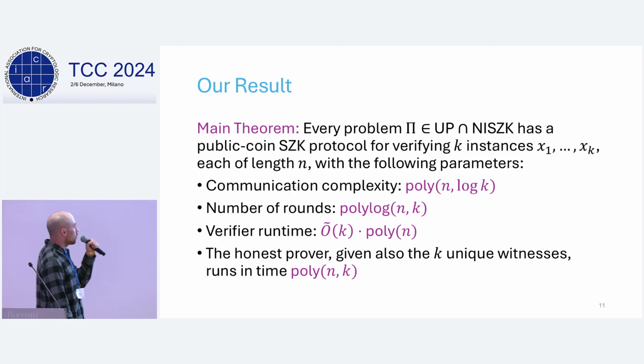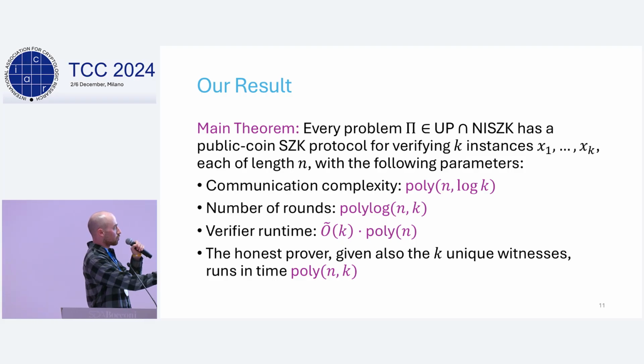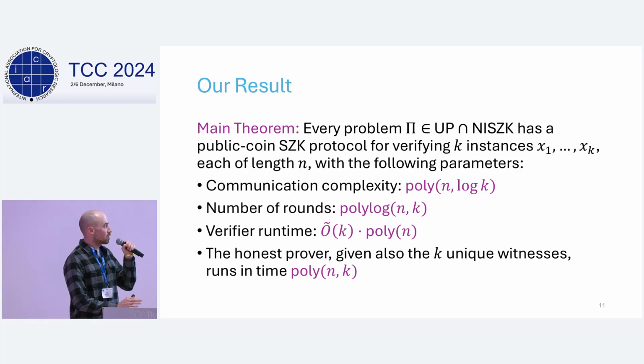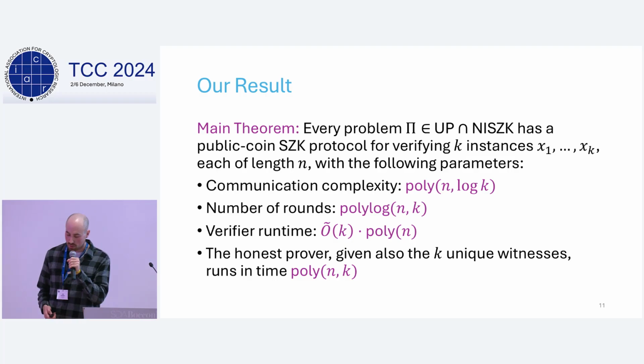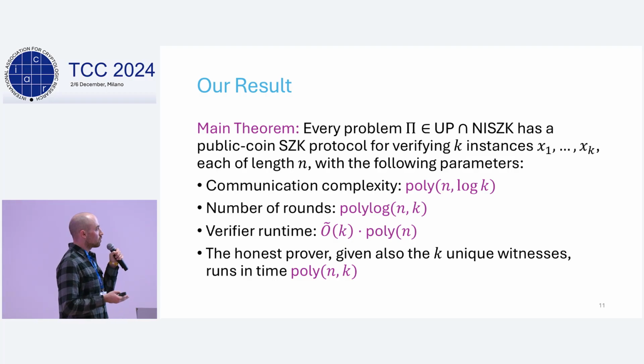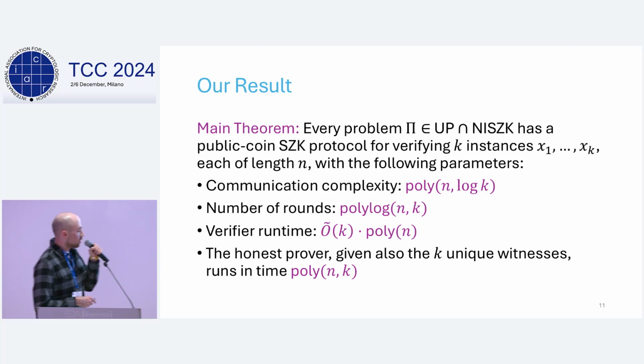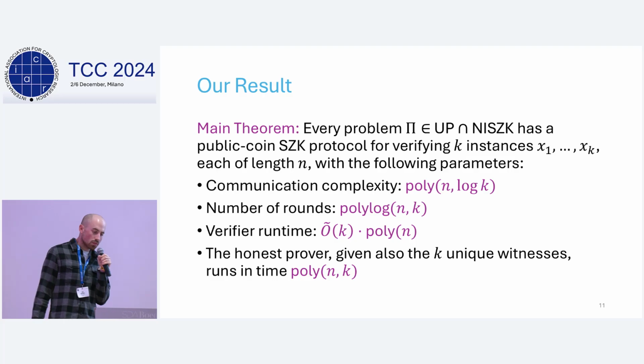So I'll state it a little more formally. Every problem that is in both of these classes has a public coin statistical zero knowledge protocol for batches of k instances, each of length n, with the following parameters. The communication complexity is as before, notably polylog k. The number of rounds is polylog n and k. The verifier runtime is quasi-linear in k times poly n.